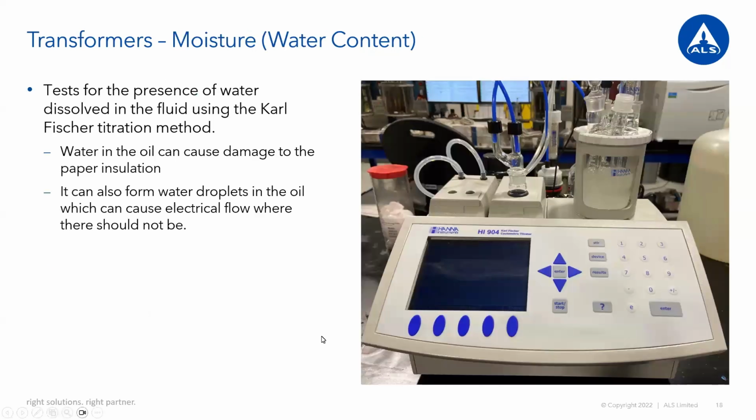Moisture. Everyone knows what moisture content is. Test for the presence of water dissolved in the fluid using the Karl-Fischer titration method. Water in the oil can cause damage to the paper insulation. It can also form water droplets in the oil, which can cause electricity to flow where there should not be.